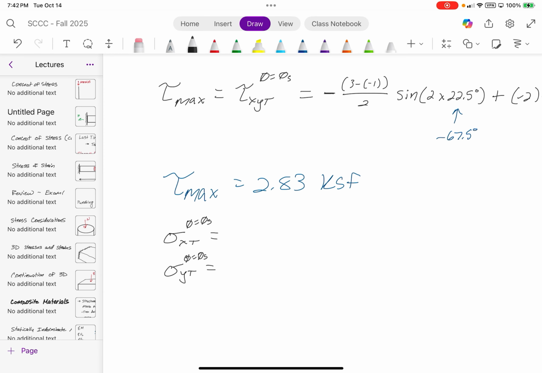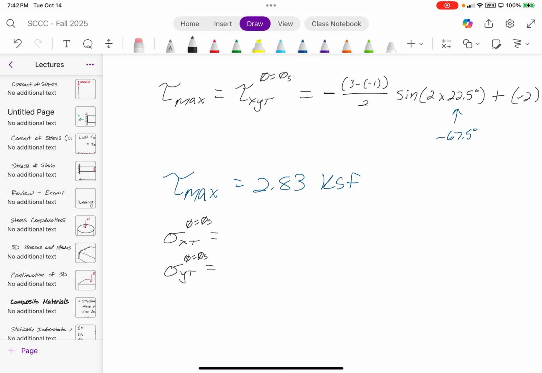Previously, we did it for when we had a principal stress and no shear stress was occurring. That was the definition of the principal stresses. Now we are trying to figure out what sigma xt and sigma yt are for when the shear stress is maximum, not zero. With the positive 22.5, you can use positive 22.5 or negative 67.5. They both should get you the same answer.